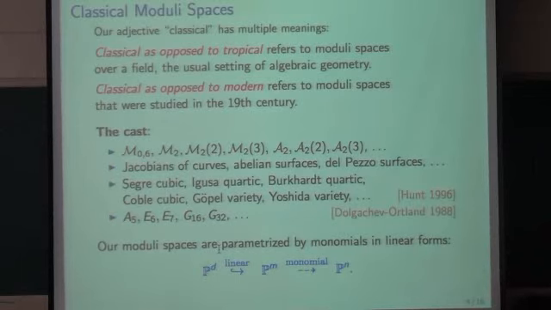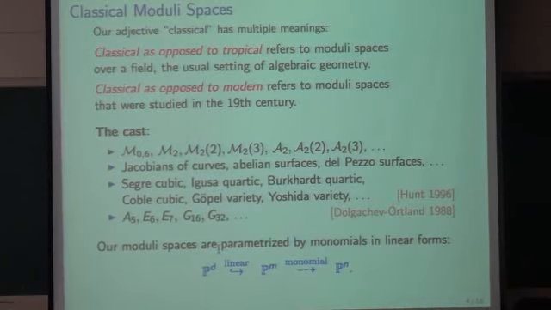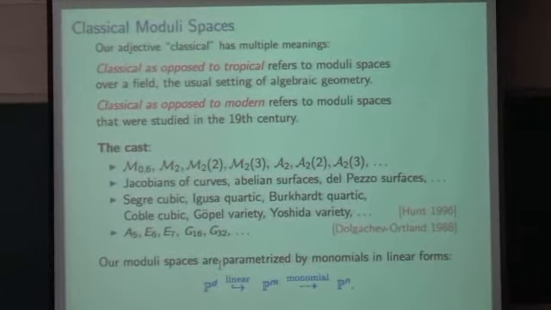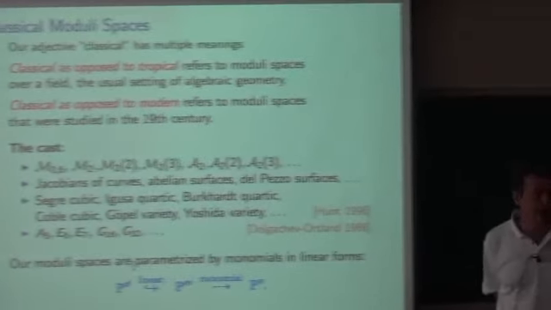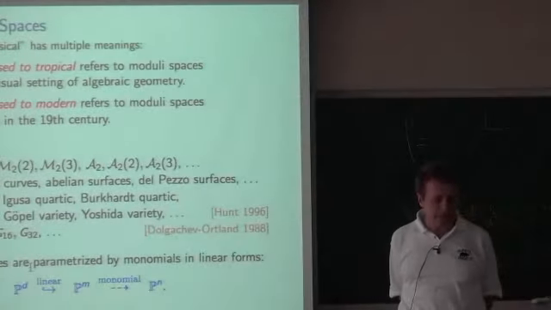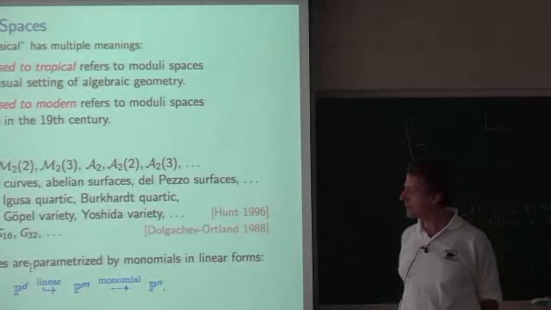The second meaning of classical, as I will mean it today: all the moduli spaces that I will present today were essentially known in the 19th century. Some people define classical as what happened before my PhD. I will define classical as something that happened in the 19th century. Okay? So by classical, I mean 19th century.